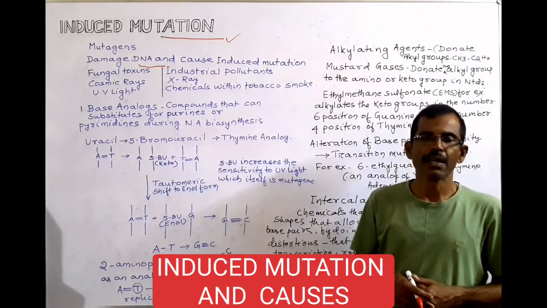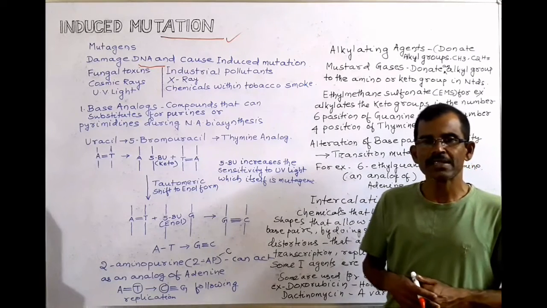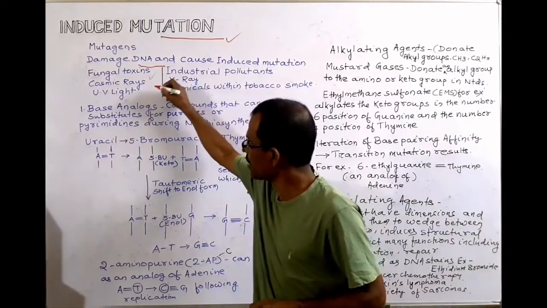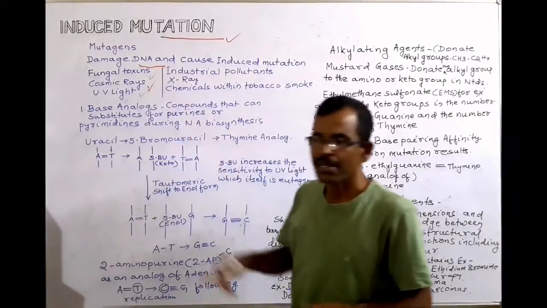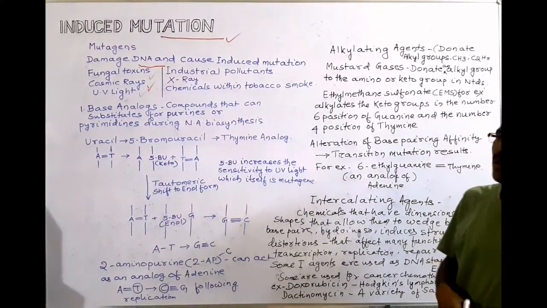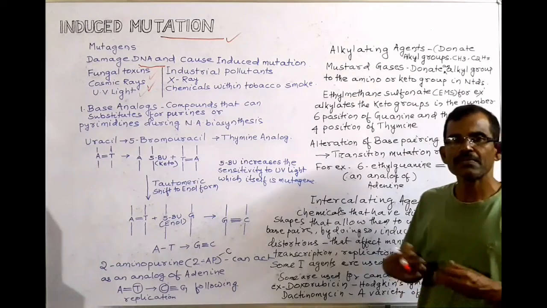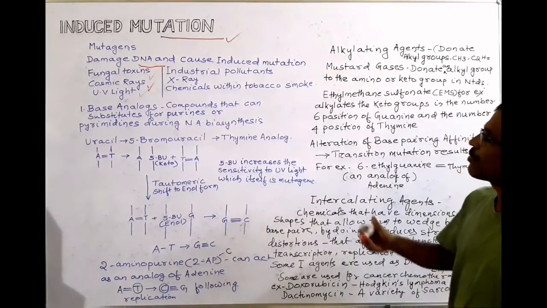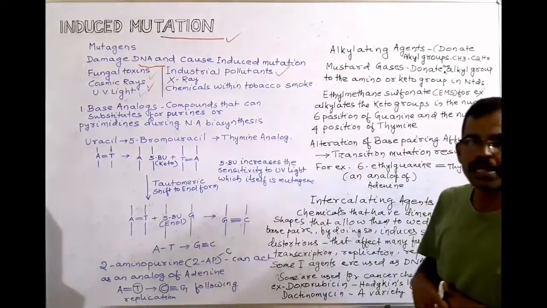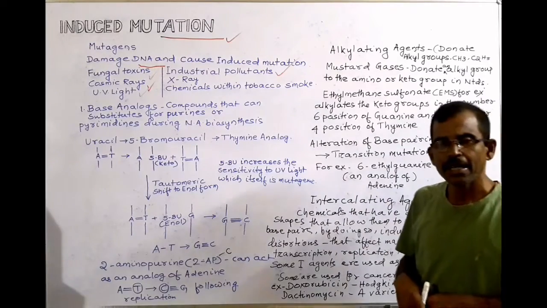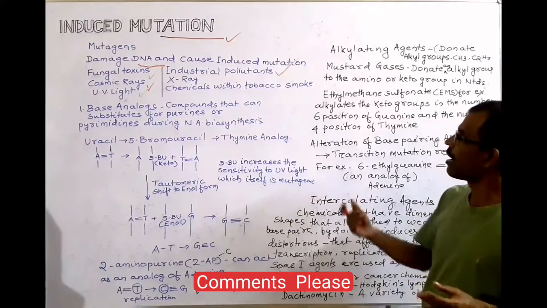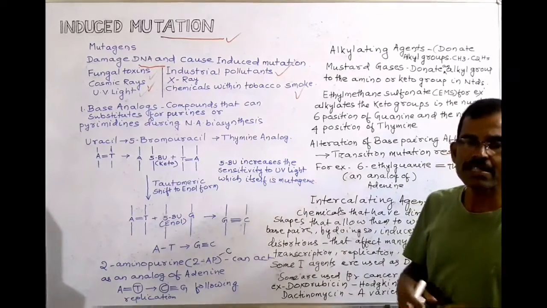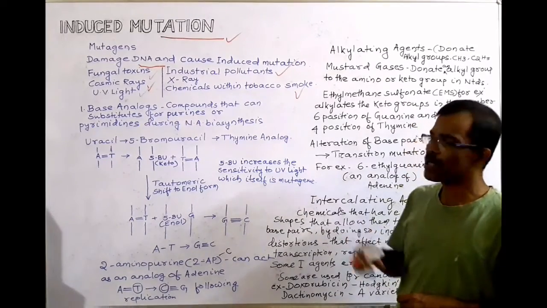Remaining mutagens are man-made. The mutagens that are naturally found in the environment are fungal toxins, cosmic rays, and UV light. These are the natural mutagens. What are the artificial mutagens? Artificial mutagens are also known as man-made mutagens that include various industrial pollutants, medical X-rays, and chemicals that are present within the tobacco smoke. So now we shall discuss about various mechanisms that cause induced mutation.